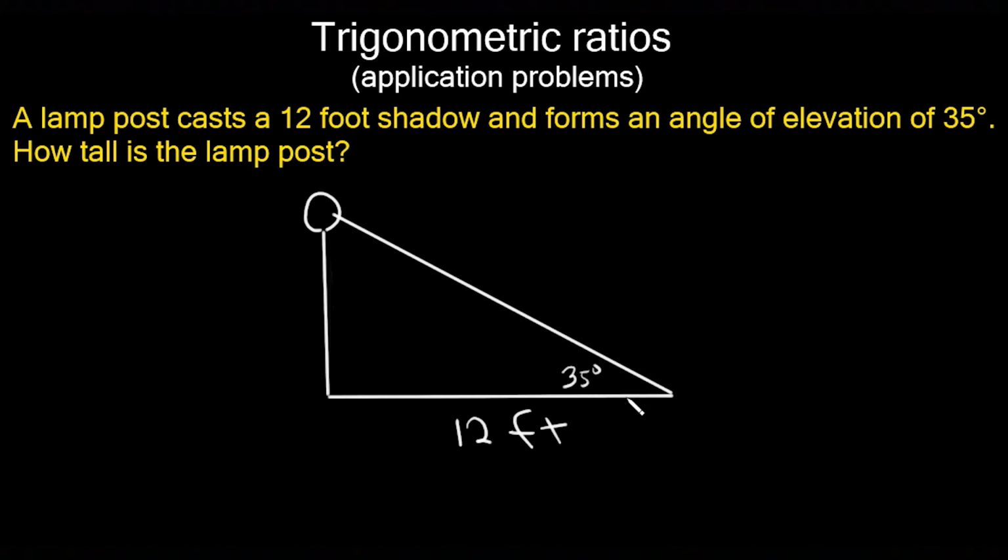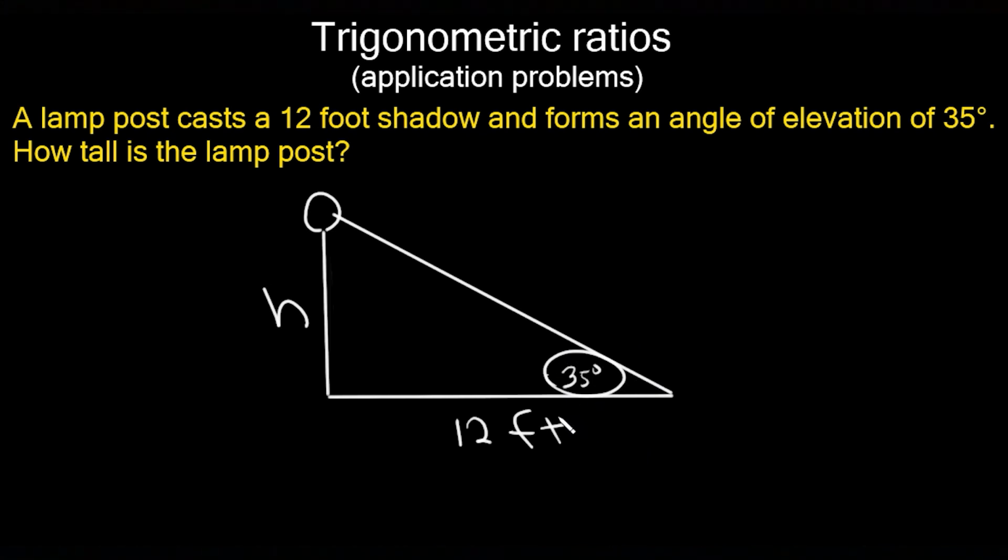Okay. And what are they looking for? Well, they're looking for the height of the lamppost. So I'm going to go ahead and put H here. I don't know what that is. And now you have to go back to your trig ratios. How can I figure this out? Well, here's the angle in question right here, 35 degrees. And think about the three trig ratios. You have sine, you have cosine, and you have tangent.